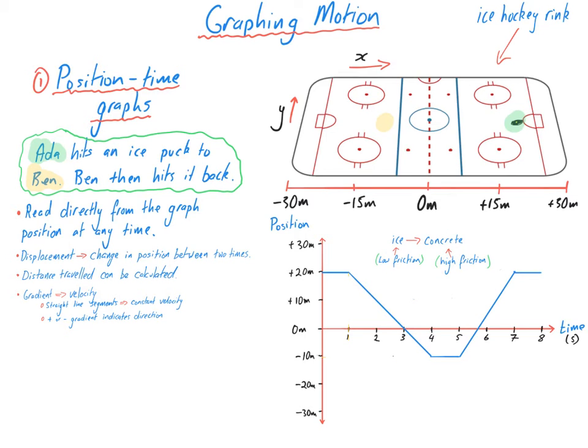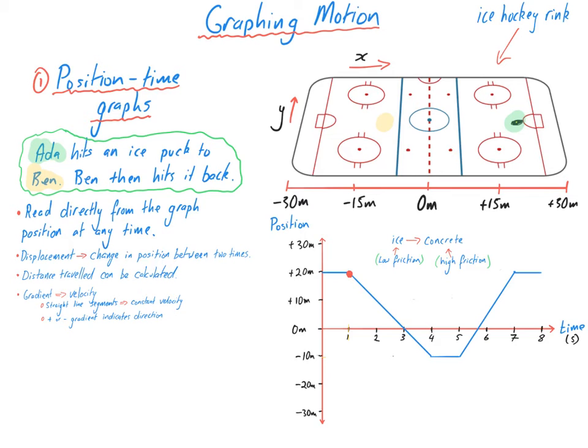Now I chose this scenario with an ice puck travelling over ice because it's a very low friction scenario. So it is fairly reasonable to assume that as the puck is travelling, it travels with constant velocity. It won't lose any speed. However, if the surface changed to concrete, which is high friction, then we can think about, well, how would the motion of the puck change between these two time intervals?